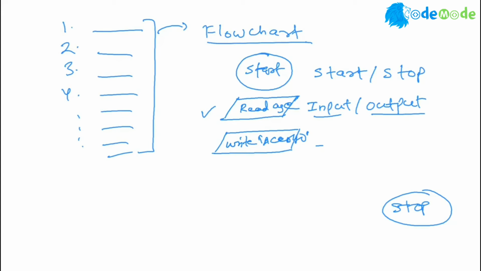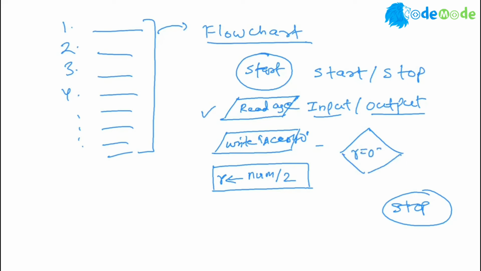Next, all your processing statements go in a rectangle. Suppose you want to divide a number and calculate the remainder. So you say remainder, use a left arrow, and say number divided by 2. Basically you are saying I'll take the number, divide by 2, and whatever the result, I'll store it in R, and R is for remainder. Then you want to check if R is equal to 0 or not. You use a diamond and say R equal to 0, yes or no.